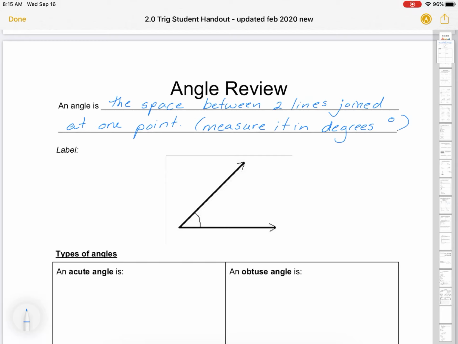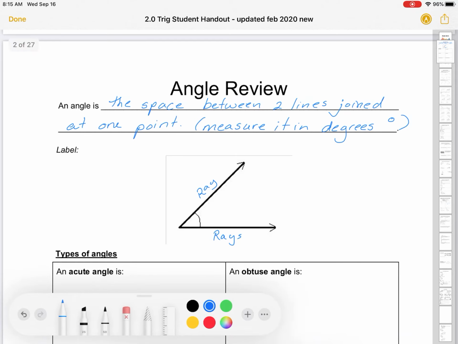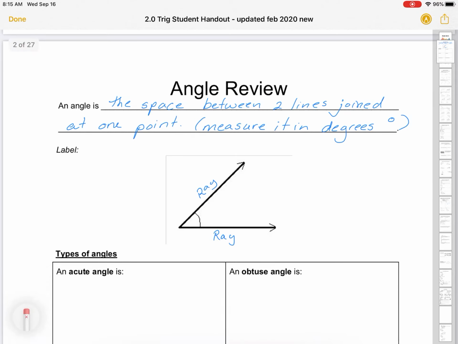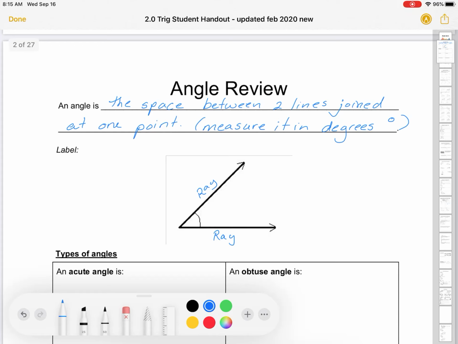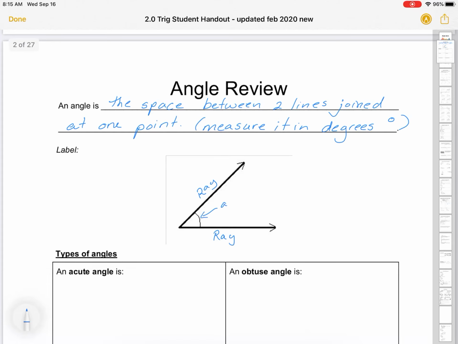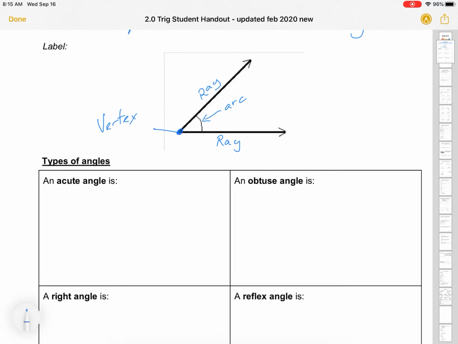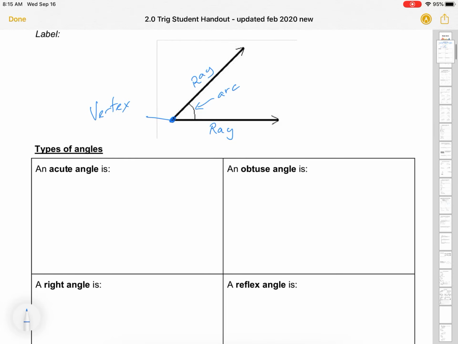Okay, when we look at an angle, it's got different parts. It's got rays. So this is a ray as well. So the two arms are the rays. It has the arc, which is literally the measure of the angle. And it has the vertex. The vertex is that point where they meet, the junction. Okay? We have lots of different types of angles.